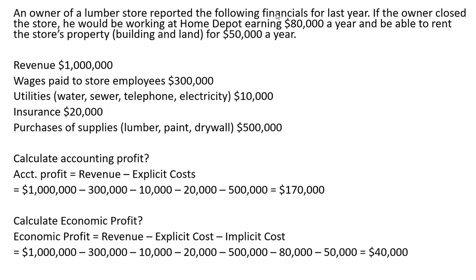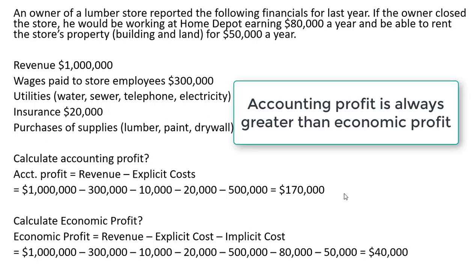And you're also sacrificing the opportunity of closing the store and just renting out this property and building to others where you could be drawing $50,000 of rental income. So doing the calculation here, your economic profit is $40,000. All right, let's do another example.